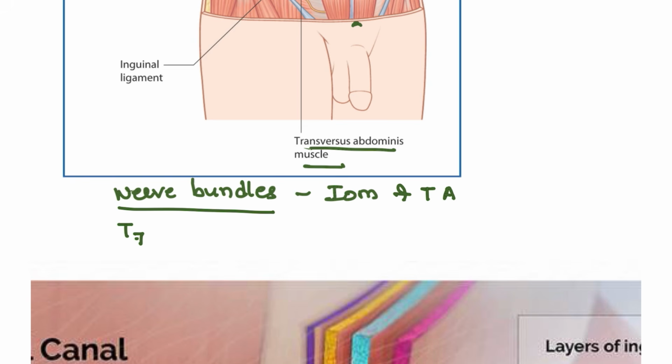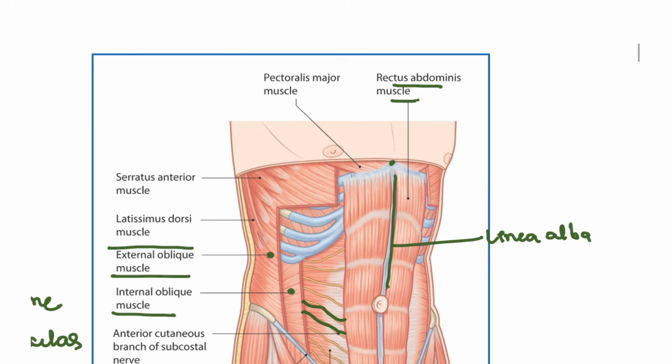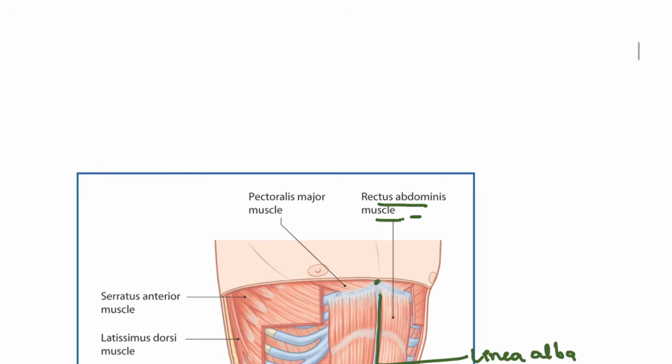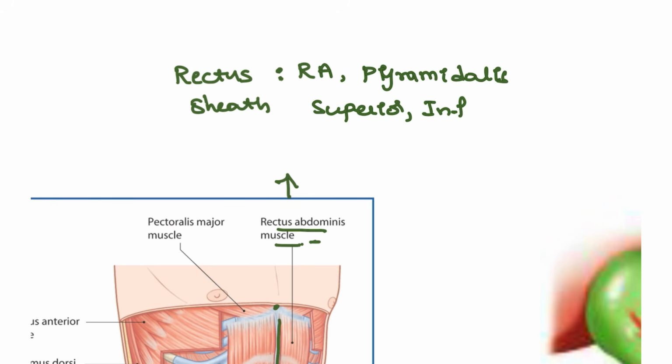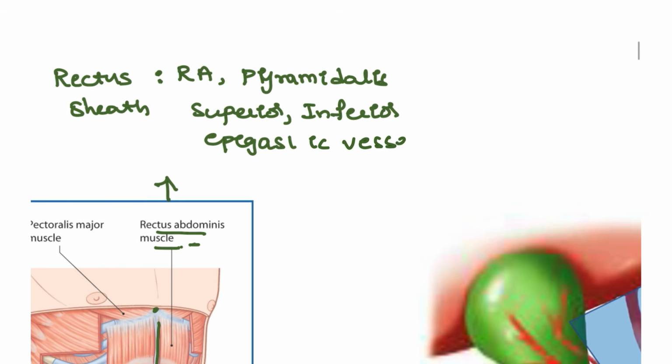What are the nerves, guys? T7 to T11 and also T12 subcostal nerves are present here. And next, coming to the rectus abdominis muscle, this is going to carry the rectus sheath. And what is the rectus sheath's importance? The rectus sheath contains the rectus abdominis muscle and also the pyramidalis muscle, along with the vessels. What are the vessels, guys? Superior and inferior epigastric vessels.